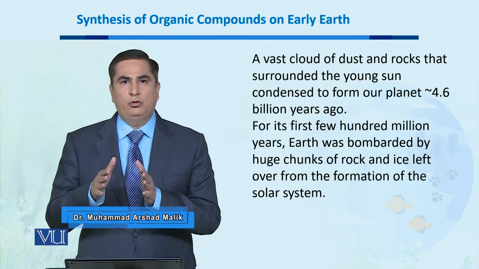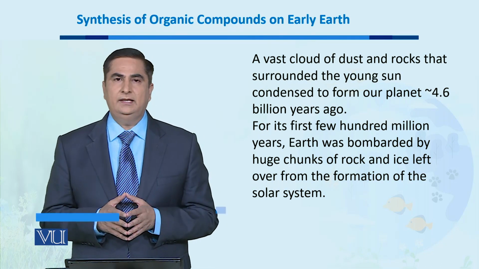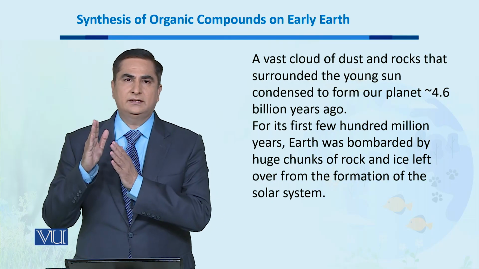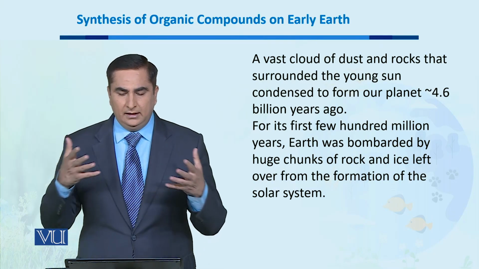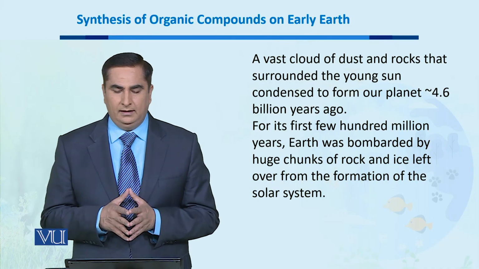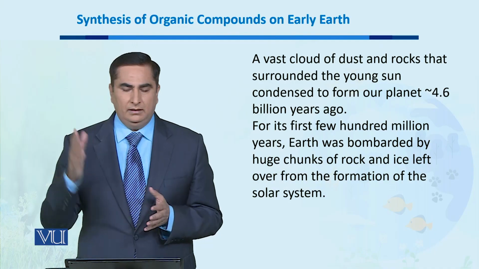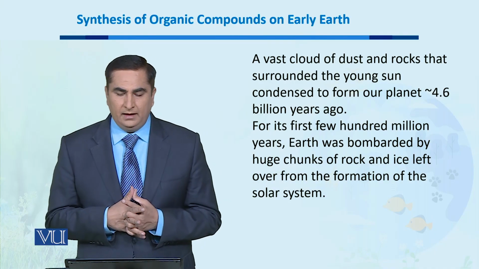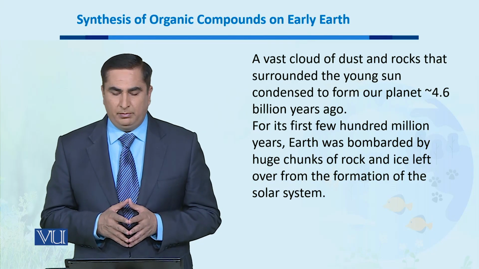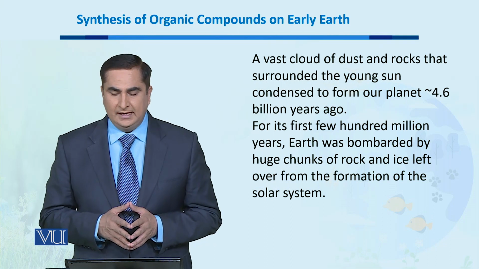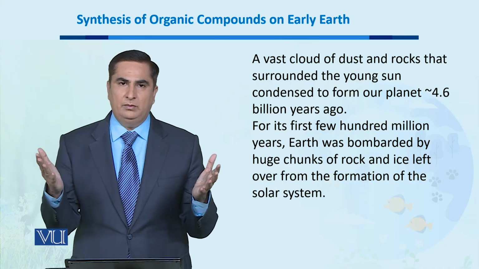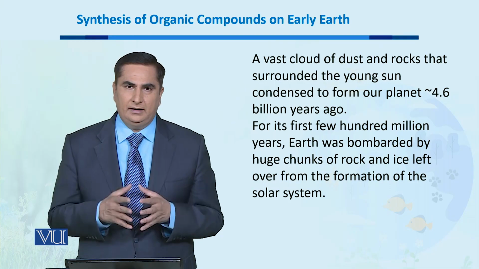Now, a vast cloud of dust and rocks surrounded the young sun, which was newly formed at that time. About 4.6 billion years ago, that cloud of dust and rocks condensed to form our planet Earth. For its first few hundred million years, Earth was bombarded by huge chunks of rocks and ice left over from the formation of the solar system. So there was no significant atmosphere at that time.